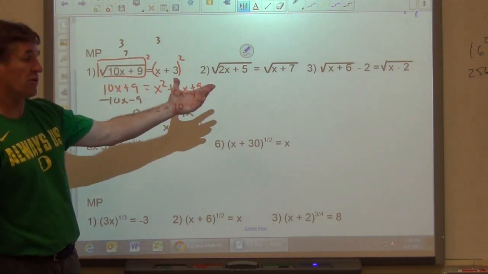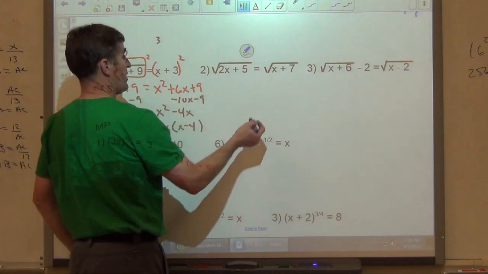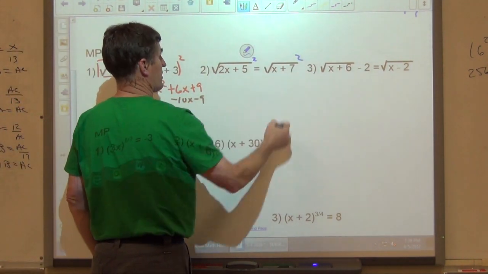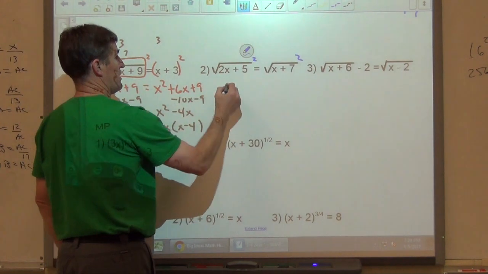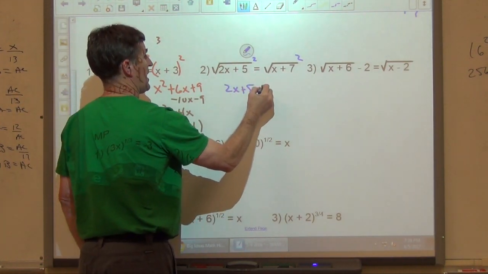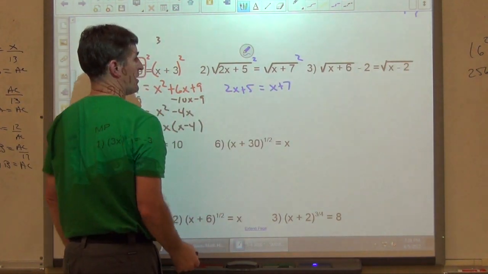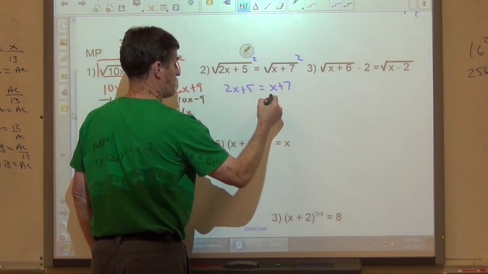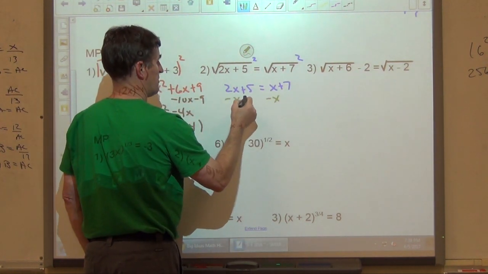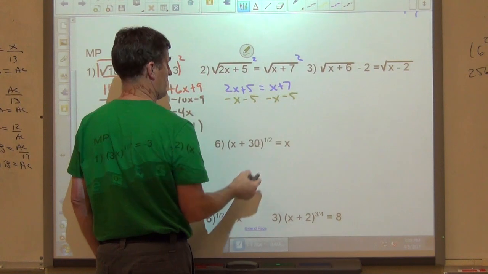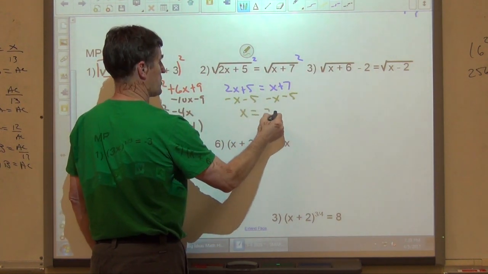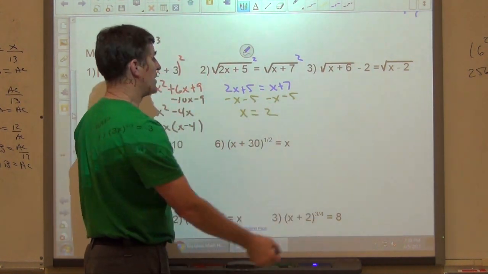The second one, a little bit easier. Because they're both in the radical signs, I can just square both sides. And I get 2x plus 5 equals x plus 7. Subtract x, move the 5 to the right. And we get x equals 2. Again, they're real easy to check.